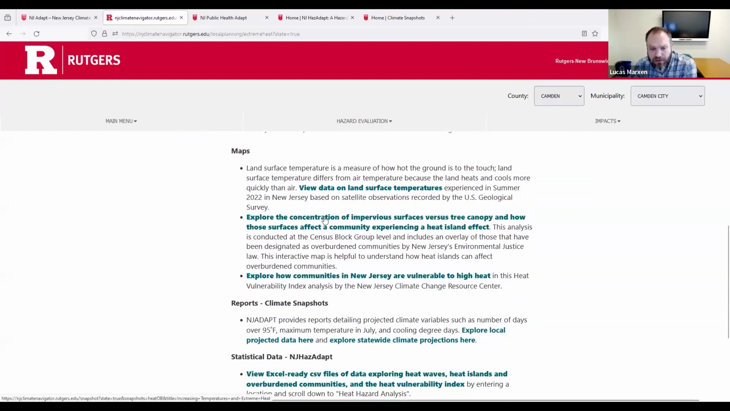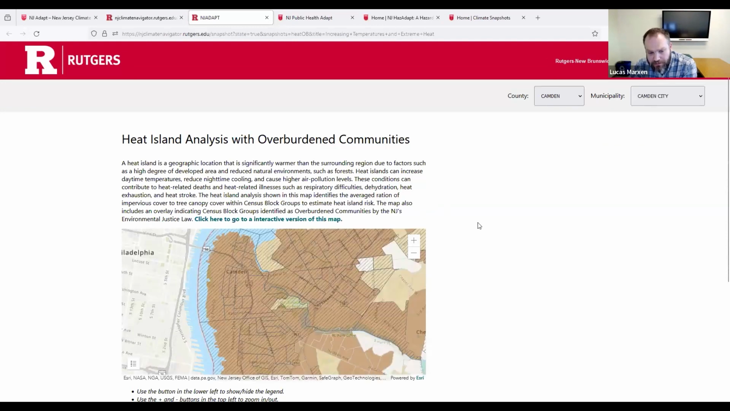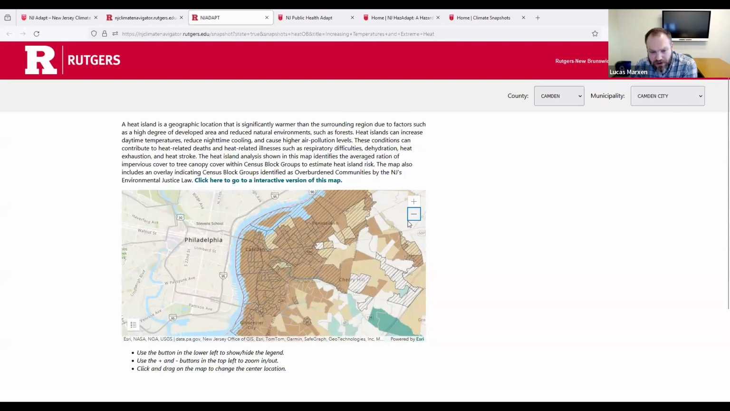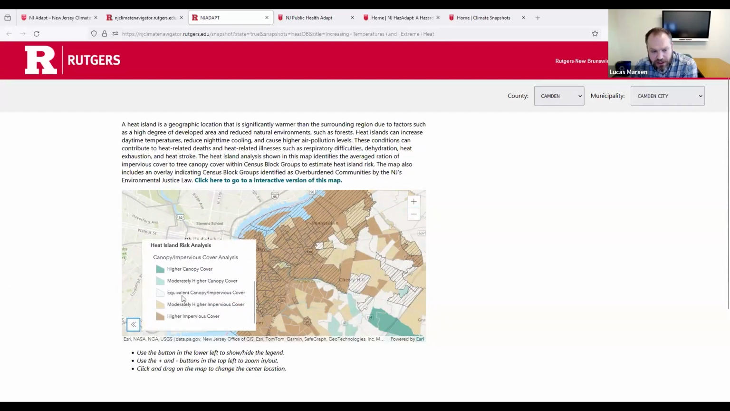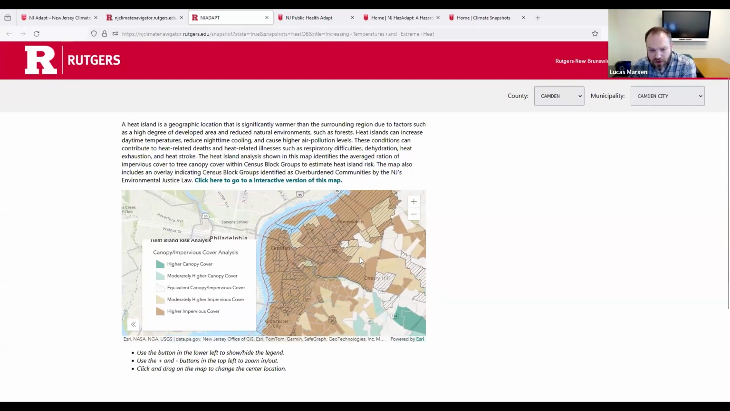Similar to that, we also have a map that provides information on the concentration of impervious surfaces versus tree canopy. This is again to look at the potential impacts of the heat island effect that can occur. In this case, Camden City is very urbanized, but if we look at the legend here, the areas that are darker brown have a much higher ratio of impervious cover to canopy cover. As we move upwards, the darker green areas have much higher percentages of canopy cover versus impervious cover. So in the dark brown areas, we expect that you can have a higher risk of heat island effect due to that increased ratio of impervious cover. And then the crosshatched areas that you'll see over these areas are areas that have been identified by the DEP under their environmental justice law as overburdened communities.